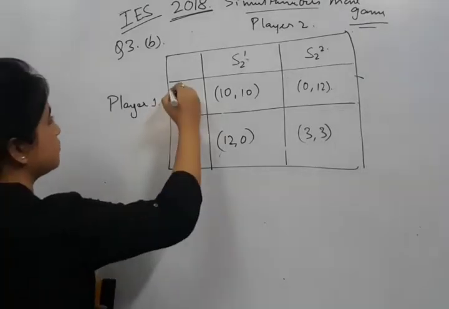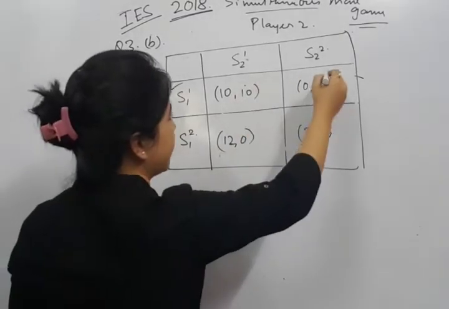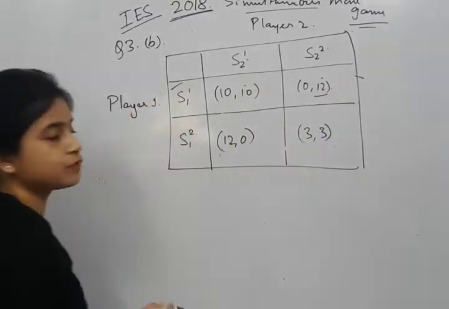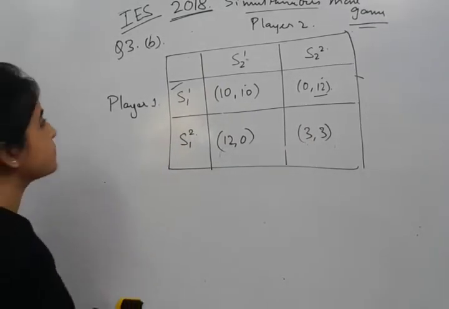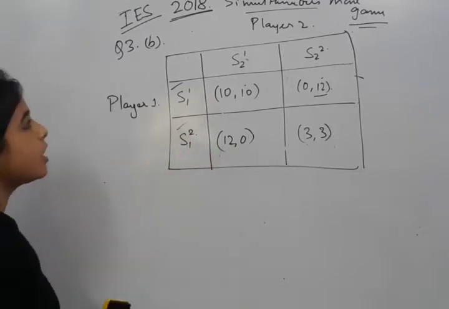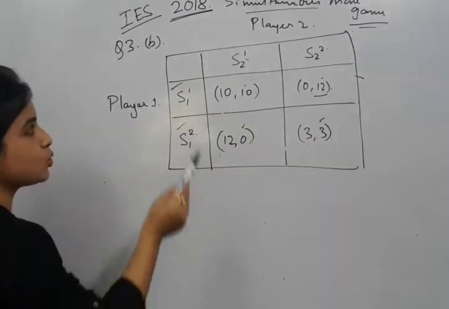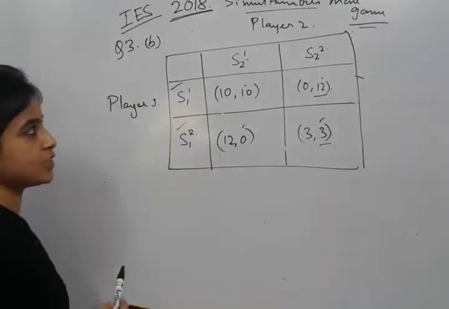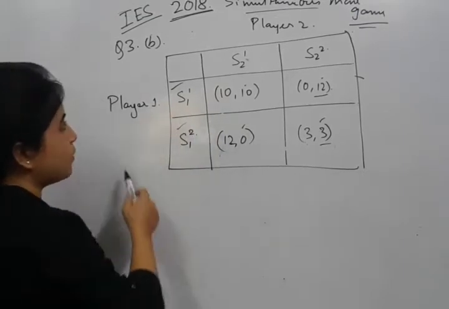So player 1 playing S1 dash. Player 2 has to choose between 10 and 12. So 12 being the higher, player 2 goes for the 12, that is S22 strategy. Similarly, if player 1 plays S12, player 2 again has to choose between 0 and 3. So player 2 goes for 3, which is higher than 0, and it is strategy S22. So player 1 is done.